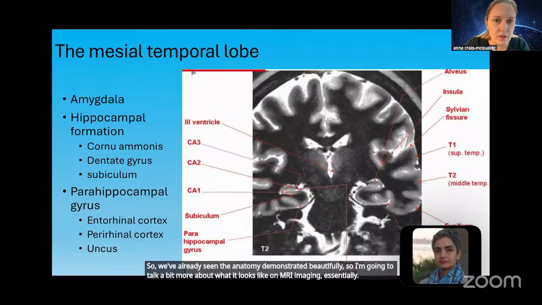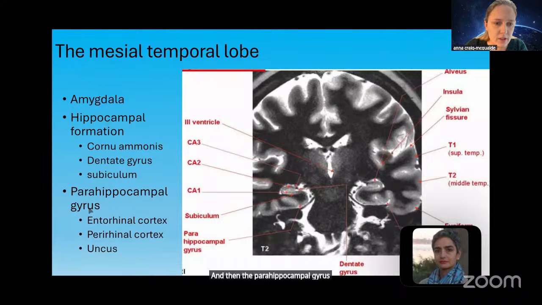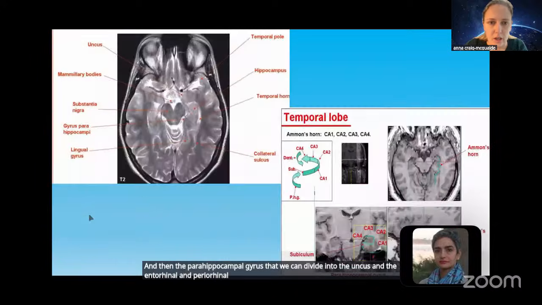So as we know, the components of the mesial temporal lobe, we have the amygdala, the hippocampal formation with the cornu ammonis, the dentate gyrus, and the subiculum, and then the parahippocampal gyrus that we can divide into the uncus and the entorhinal and perirhinal cortices.